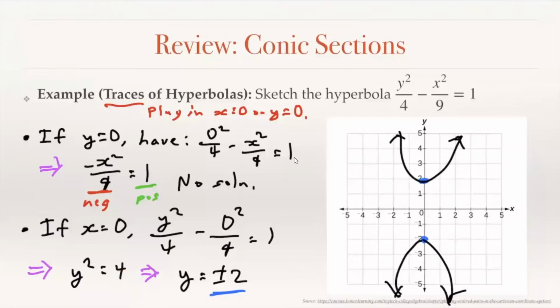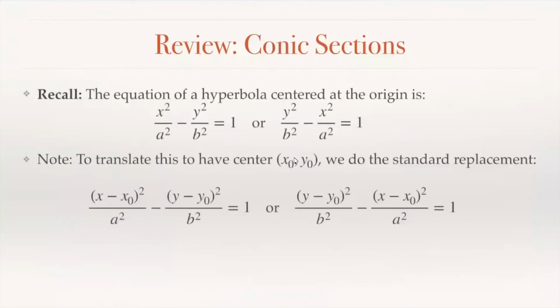So our hyperbola looks something like this. And yes, it also has slant asymptotes that it is approaching. And we can find those, well, we don't really care about them, not in this class at least. Okay, so we have these 2 forms of the equation of a hyperbola. And again, we can shift them to have a different center other than the origin, with the usual replacement of x with x minus x naught, etc.